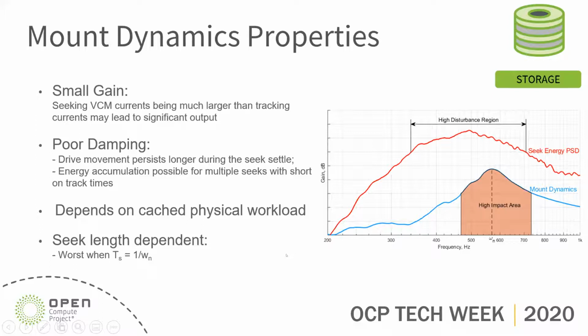Also, I need to mention that if you have the seek length time TS equal to 1 over the natural frequency of the mode, that's the most dangerous point, because the mode will be resonating with that particular seek. And because of the poor damping, we also can have some interesting behavior when the seeks come in such sequence and timing that the residual oscillations from the previous seek will be amplified by new seeks. And you can have a build-up behavior.